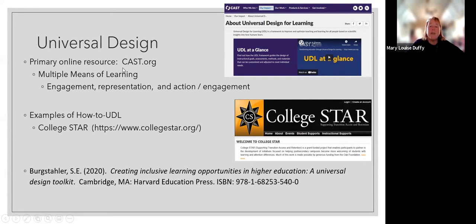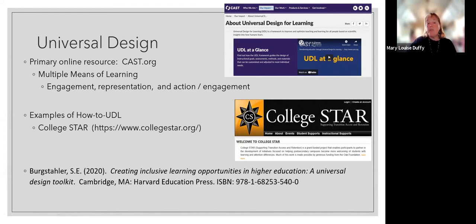The first place that I would go to is to look at the CAST.org website. They redesigned their website. It really irritated me. But you need to find this UDL at a glance page once you get to the CAST website, and it'll take you to the overview video.